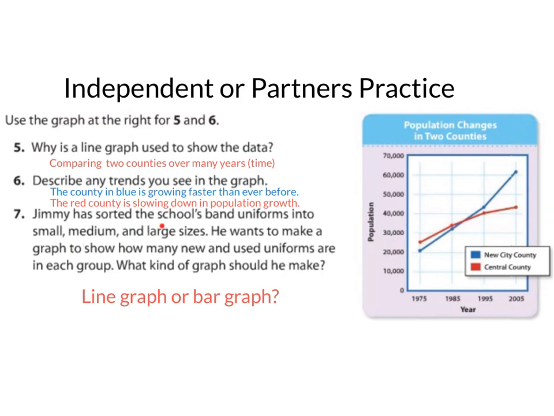Jimmy has sorted the school's band uniforms into small, medium, and large sizes. He wants to make a graph to show how many new and used uniforms are in each group. What kind of graph should he make? Well, is he talking about years, like multiple years? Because I know that's a line graph. He doesn't talk about years, and we're going to compare these sizes and if they're new or used.